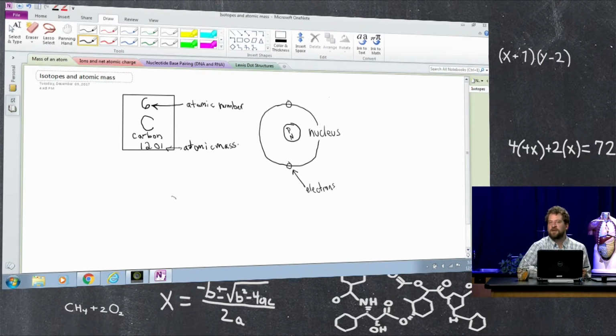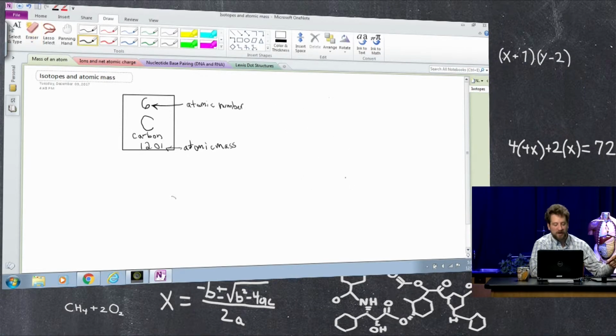In the case of carbon, carbon has several different isotopes. And so an isotope is a version of an atom that has a different number of neutrons. So as I mentioned before, the atomic number always tells us the number of protons in an atom. So if it's a carbon atom, it's always going to have 6 protons.